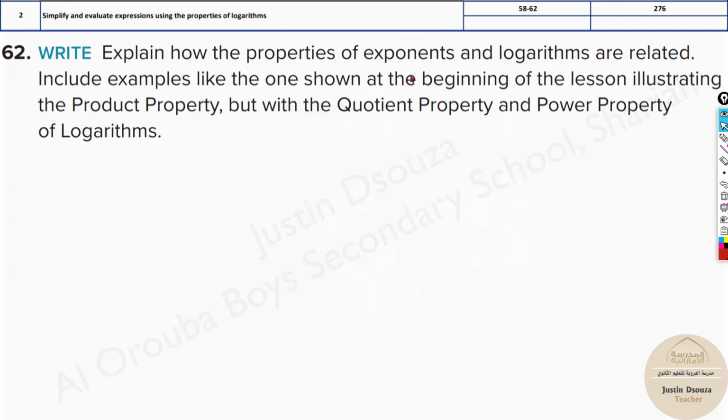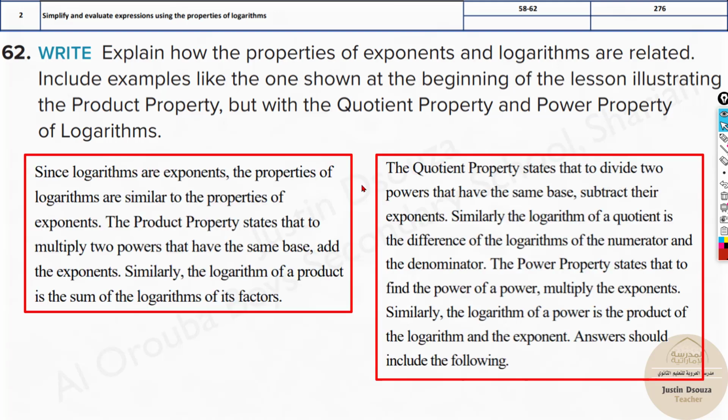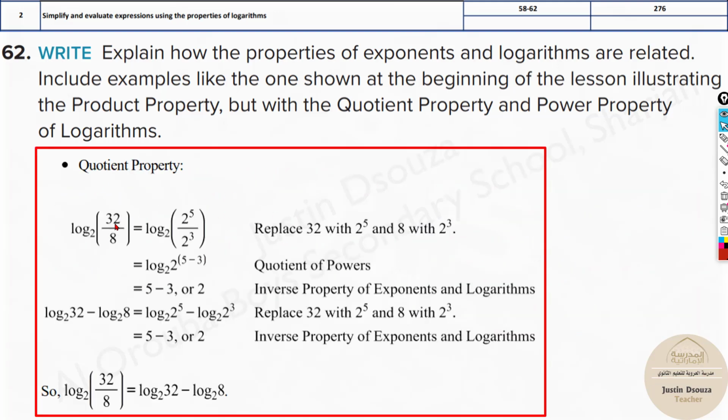Now we have a proving problem. We need to explain how properties of exponents and logs are related, with examples like the first problem we did. We will just look through this. See the quotient property over here, we have two terms divided. Now how would you solve this? Log base 2. See, this won't come for the exam in terms of writing. They might just give you a question like this and ask which property it relates to. So 32 can be written as 2 to the power 5 and 8 can be written as 2 to the power 3. And then we can simplify this log base 2 to the power.